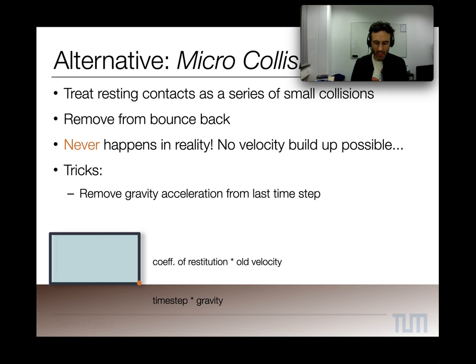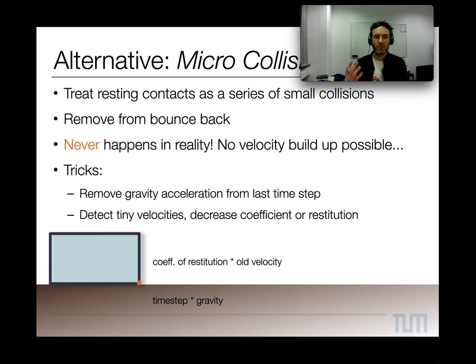So we can actually really remove this gravity acceleration, and additional tricks to make the bodies rest would be to also detect very small velocities, and in this case possibly decrease the coefficient of restitution to make sure that they don't bounce back.